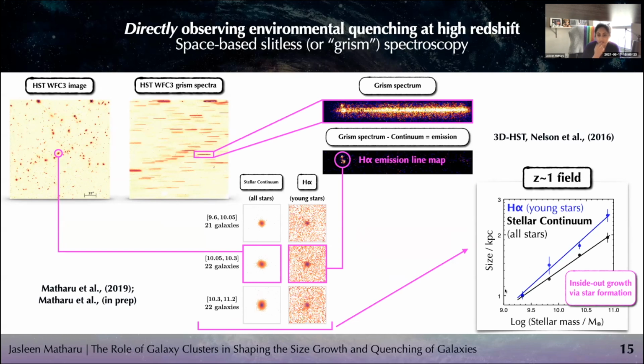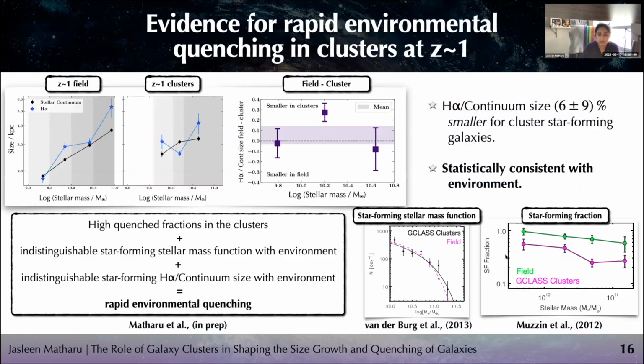This experiment was done in the redshift 1 field environment here, where they found that H-alpha is actually larger than the stellar continuum at every single stellar mass, suggesting that galaxies are growing in an inside-out fashion via star formation. So we applied the same technique to the clusters in the hope it will give us some insight into how environmental quenching is operating at these redshifts.